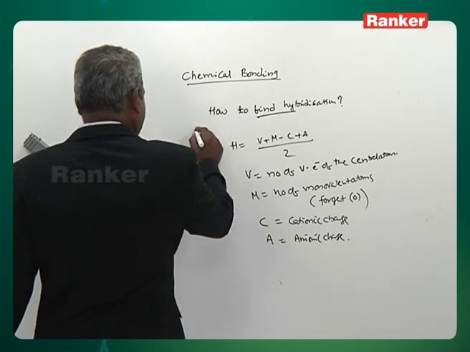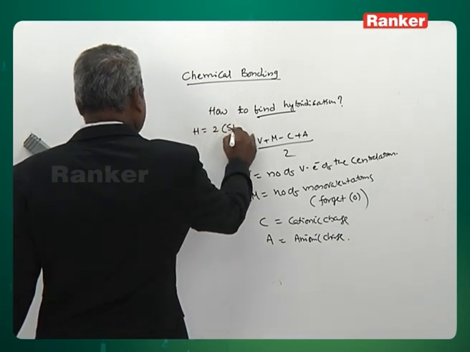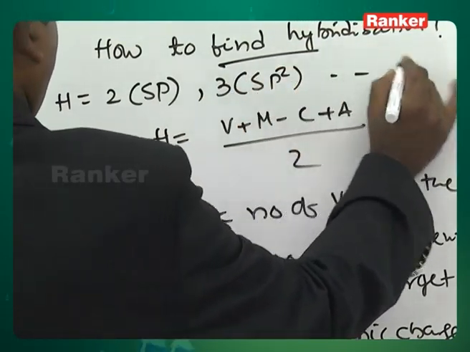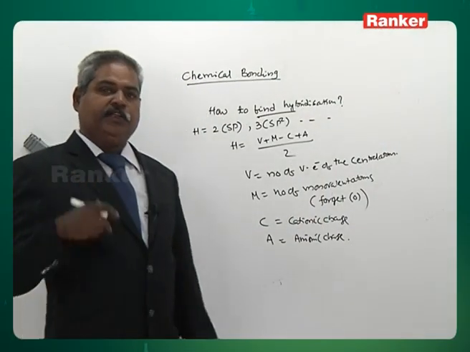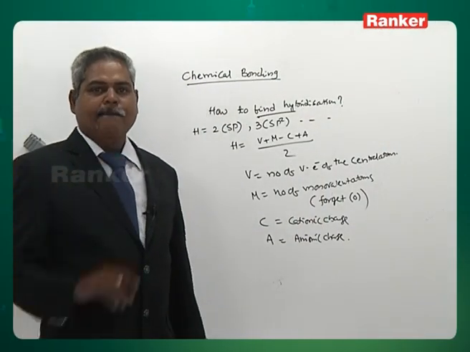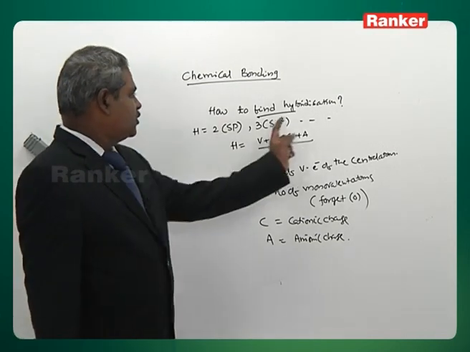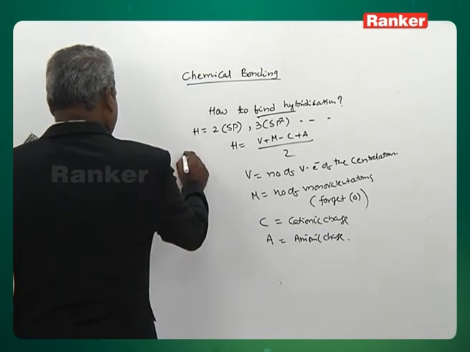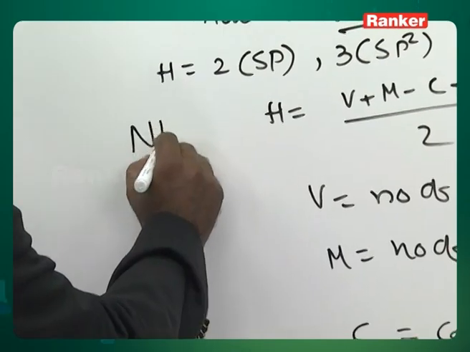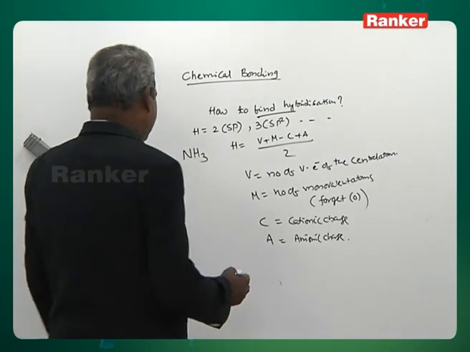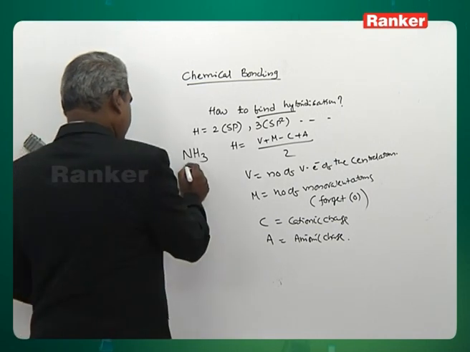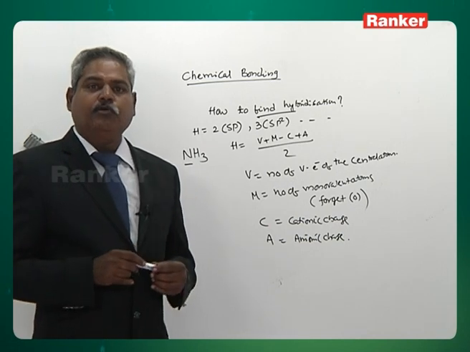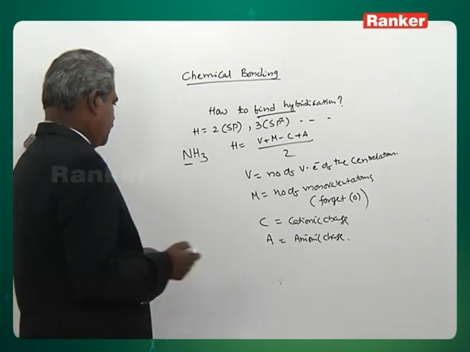After doing all this, if H is equal to 2, you will get sp, 3 sp2, 4 sp3, 5 sp3d, 6 sp3d2, 7 sp3d3, as the case may be. Okay, you can proceed to answer that. Now, apply this, start with NH3. What is the hybridization of nitrogen in ammonia? How will you find that?